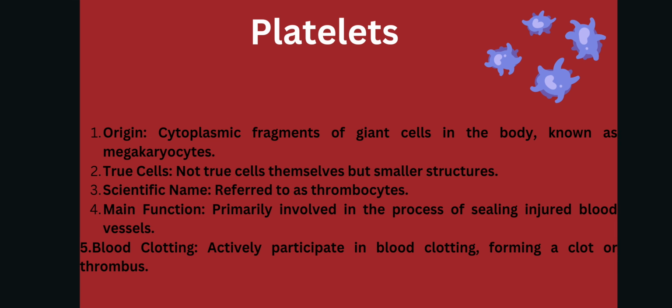Lastly, we have the platelets. They are cytoplasmic fragments of giant cells in the body, which are megakaryocytes. They are also not true cells, as with red blood cells. They are smaller in structure. They are also referred to as thrombocytes, and their main function is to adhere to the injured area and be involved in the process of sealing and healing this area. They are also involved in blood clotting, forming a clot or a thrombus.